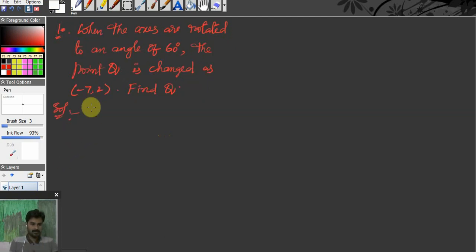Look at this problem. When the axes are rotated through an angle of 60 degrees, then point Q is changed to minus 7 comma 2. Find Q. Observe here, one point you have seen, minus 7 comma 2. The point Q was there in the world system. This point is changed, meaning changed after taking the rotation of axes. That means this is the coordinates of the point in the new system.